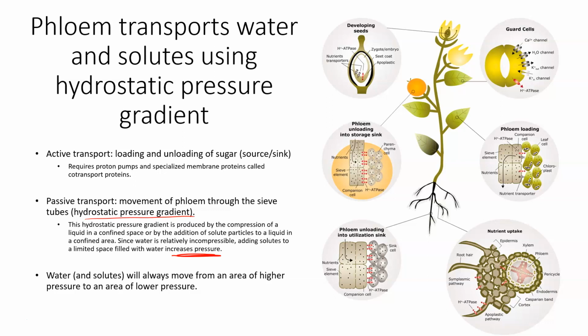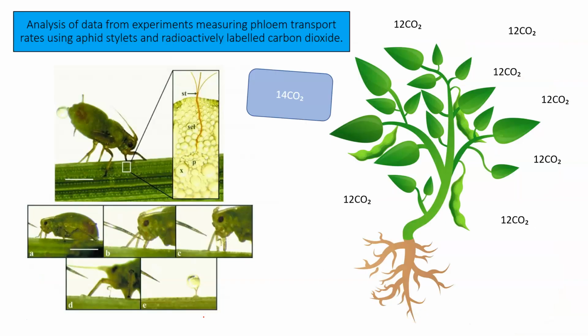Water and solutes will always move from an area of higher pressure to an area of low pressure. That is a given. Water moving would obviously be osmosis. Solutes moving would be regular diffusion.